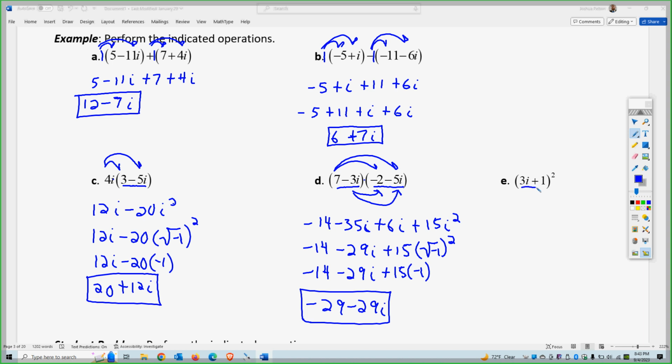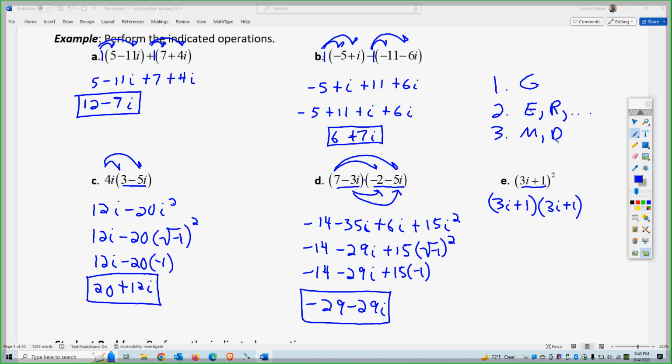Okay, last one. So again, in the parentheses, they're not like terms, so I can't do parentheses. So I'll do the exponent step. So 3i plus 1, and then 3i plus 1, okay? So the grouping symbols is the first step in the order of operations, right? The second level is exponents, radicals, logarithms, stuff like that. And then the third step is the multiply and divide, right?